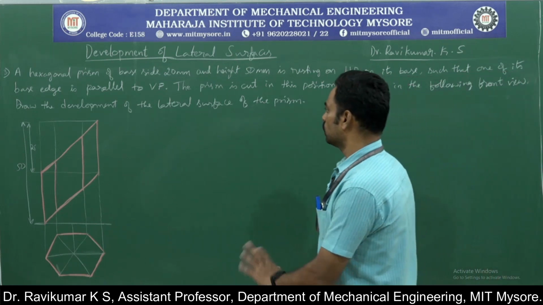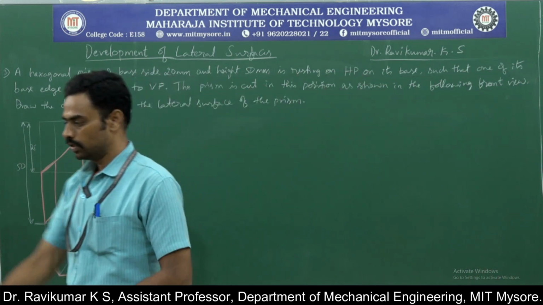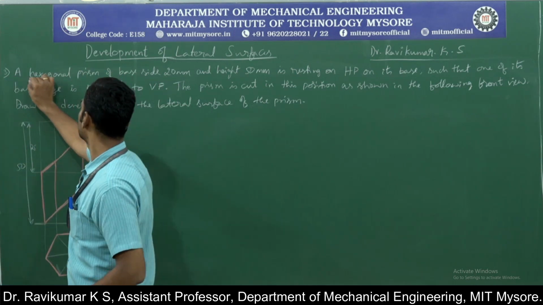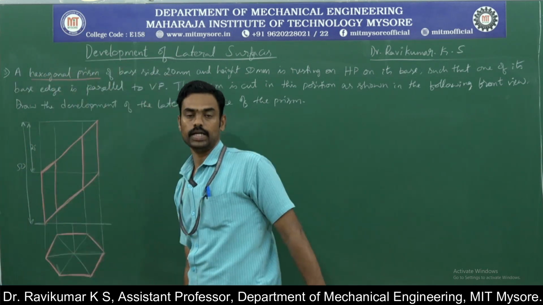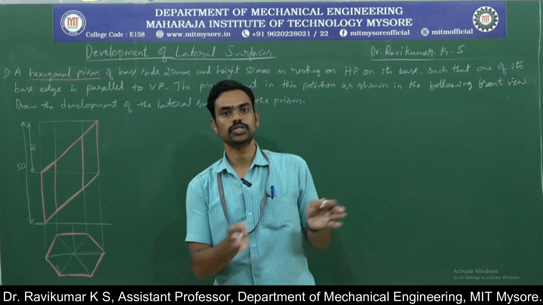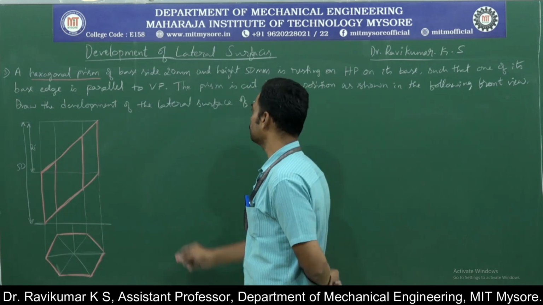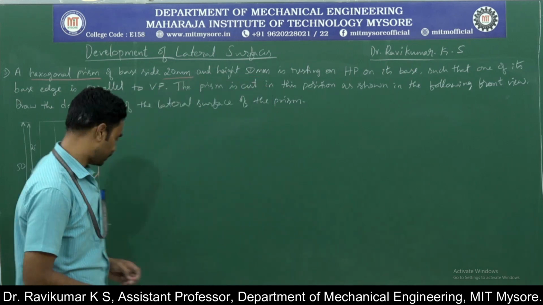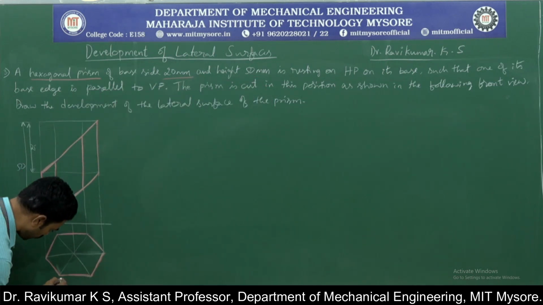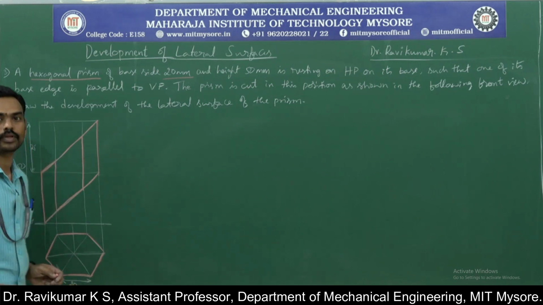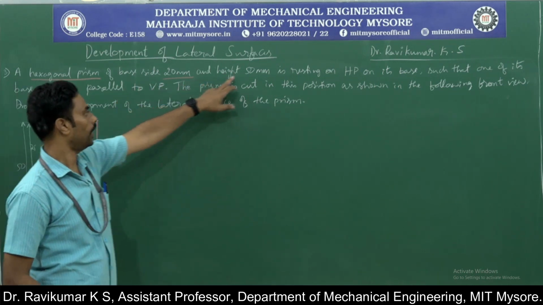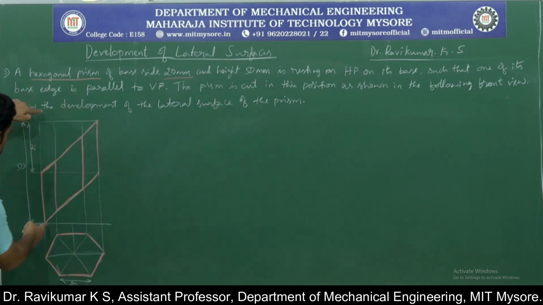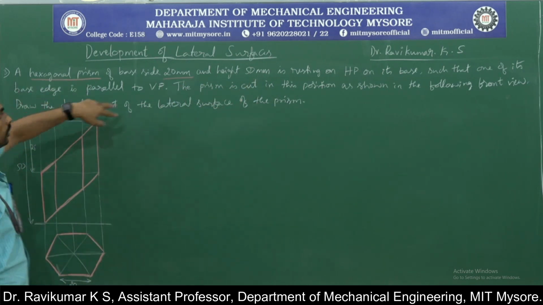Okay. So here it is the hexagonal prism, and since it is a prism, again we need to use the parallel line method. 20 mm side, so hexagonal prism of 20 mm side, so this should be 20 mm, the side of the hexagon, and height 50 mm. The height of the prism is 50 mm.